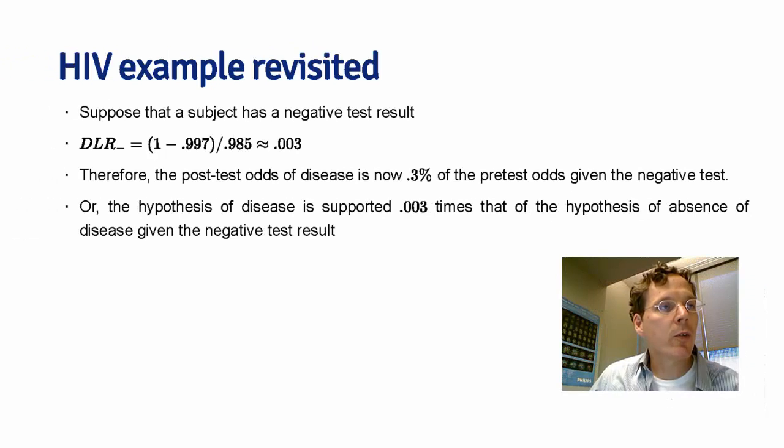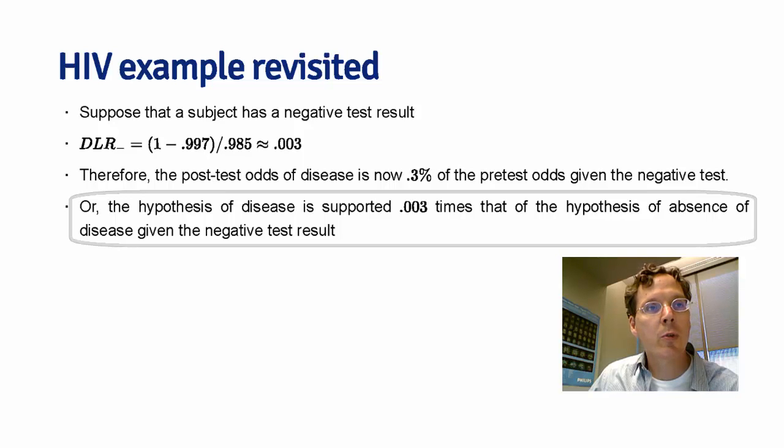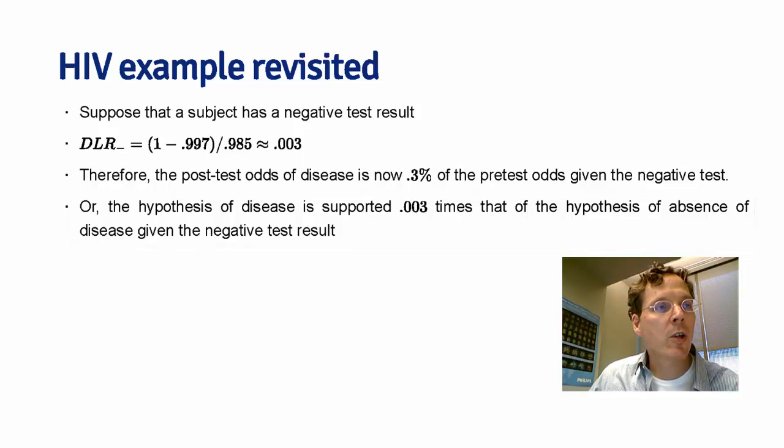Let's just very quickly go over an instance when a subject has a negative test result, using the DLR minus. In this case, the DLR minus from the sensitivity and specificity given before is 0.003. So your post-test odds of disease in the light of a negative test result are now 0.3% that of the pre-test odds of the disease. Or in other words, the hypothesis of disease is supported 0.003 times that of the hypothesis of the absence of disease given the negative test result. And I should note that it's simply convention that both the DLR plus and the DLR minus are specified in terms of having the disease in the numerator of the odds calculation.